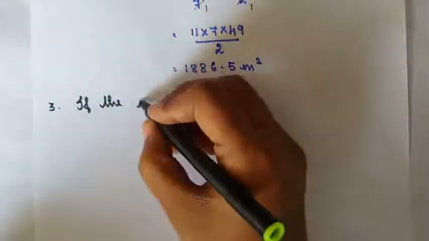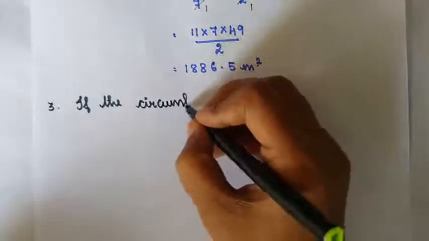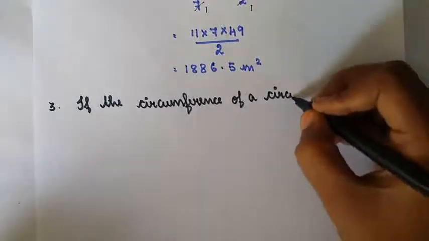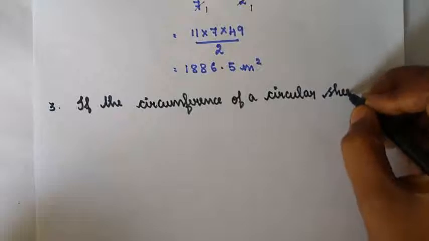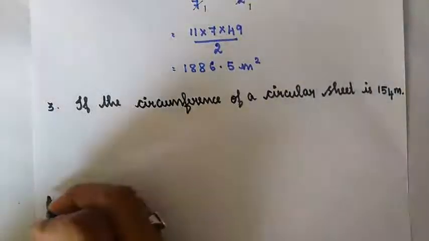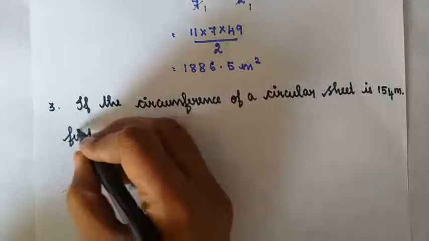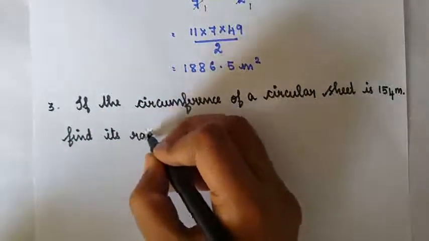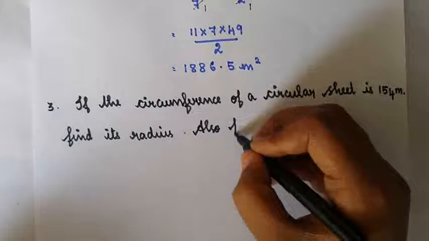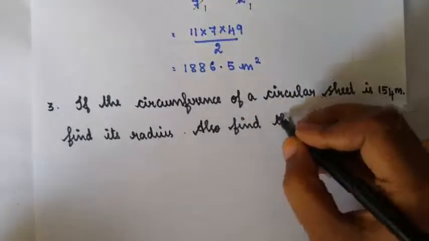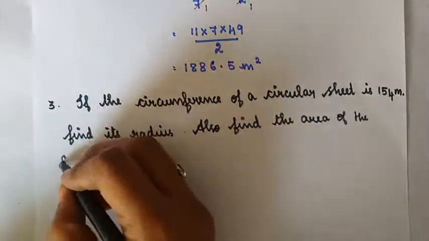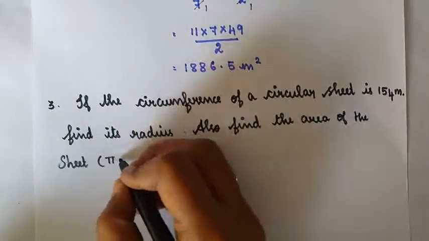If the circumference of a circular sheet is 154 meters, find its radius, and also find the area of the sheet. Take pi equal to 22 by 7.